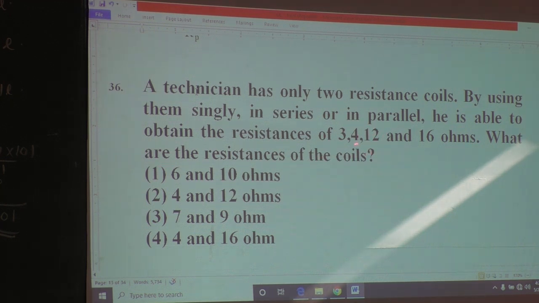4 and 12 should be the answer, because 4 plus 12 in series is 16. 4 into 12 divided by 4 plus 12, R1 R2 by R1 plus R2, the answer is 3. So 4 and 12 ohms are the resistance coils. Of course, you can work it out.